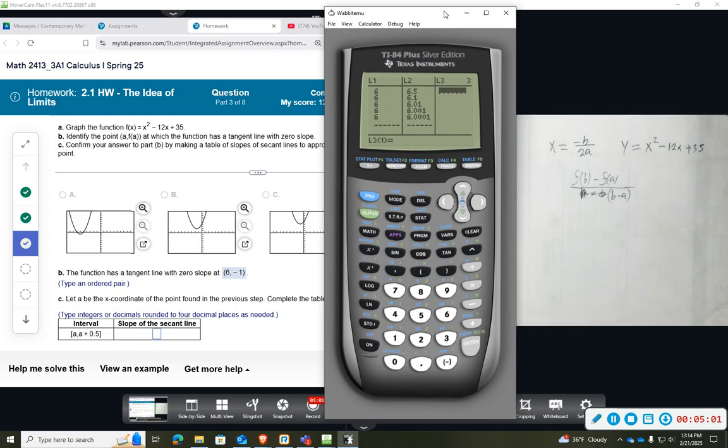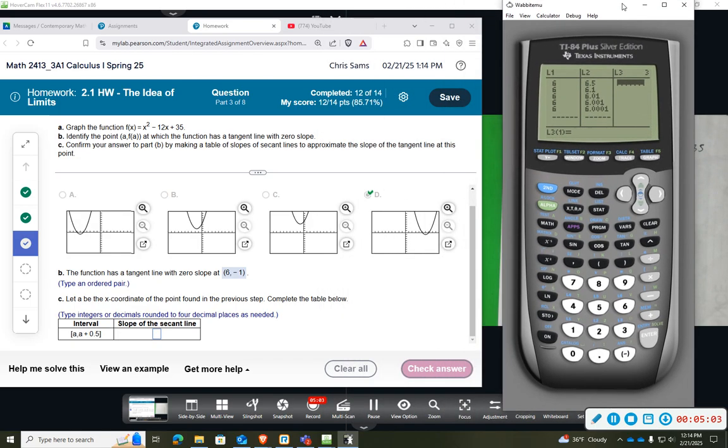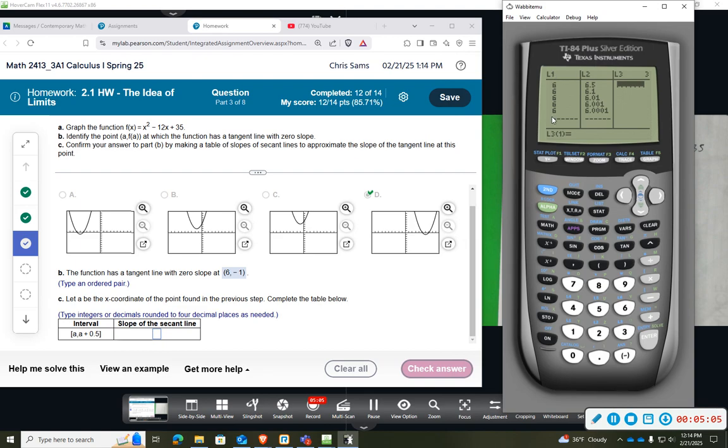Now, because I have placed these values in columns L1 and L2, I need to tell the calculator to grab them from L1 and L2. So when I type this function in, x squared minus 12x plus 35, I'm going to be using the variables L2 and L1 in place of x, because that's where it's going to grab those values. So I'm going to go up to the top of L3 and we're going to start this equation.